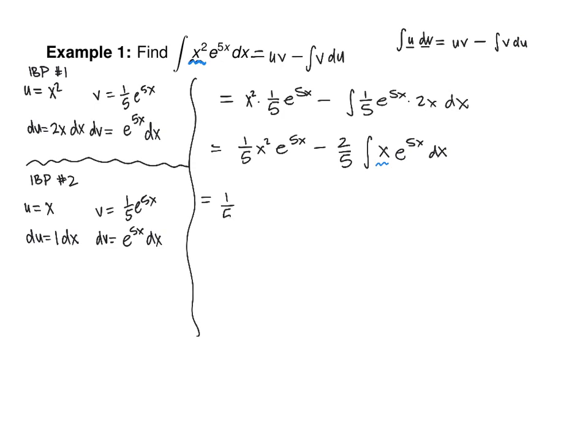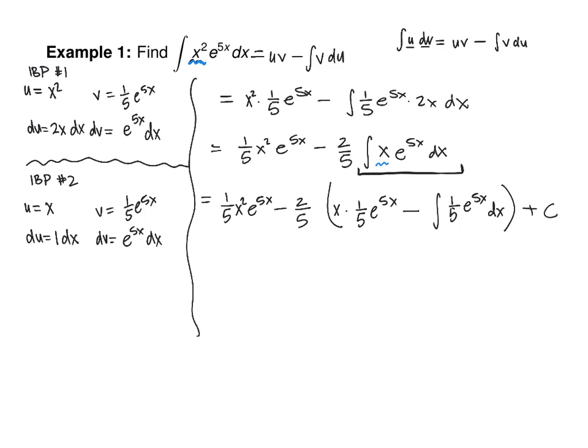And I'll be a teensy bit careful here. x squared e to the 5x minus 2/5. You expand this integral out with that IBP formula. So uv, x times a fifth e to the 5x, and then minus integral v du, 1/5 e to the 5x dx. And what I've done wrong here is that because this expanded into these two pieces, I have to put it in parentheses, plus c. And I'm going to require that on all homework, you distribute through parentheses. You don't leave parentheses inside of parentheses.